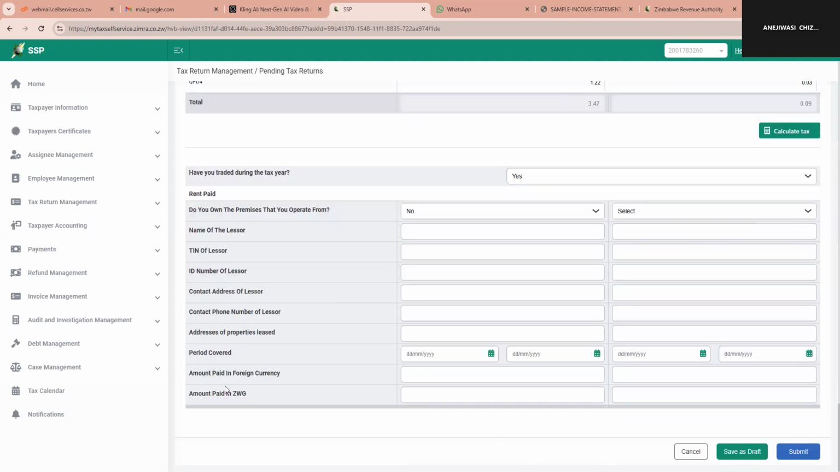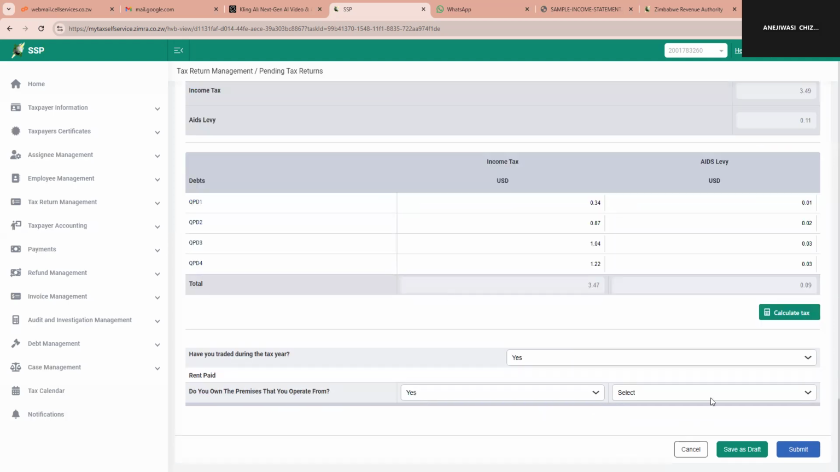Then the amount paid, you put the amount that was paid. If you own the property, you say yes, so you won't have to put all those details. So you just say yes, like that. Then once you are done, you submit the return. So when you click submit, automatically this QPD is loaded up and it's sent to ZIMRA.